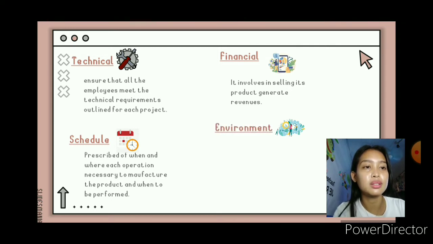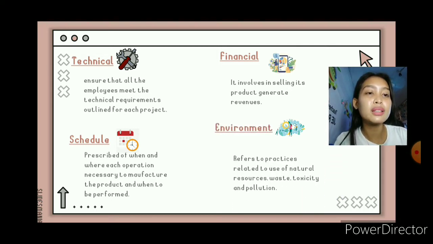Environment refers to practices related to use of natural resources, waste, toxicity, and pollution. The environmental impact of a business operation is viewed externally and internally. So the environment in a business refers to practices. For example, in manufacturing companies, the impacts can be large and efforts are generally made to reduce waste, toxicity, and pollution within the manufacturing process.